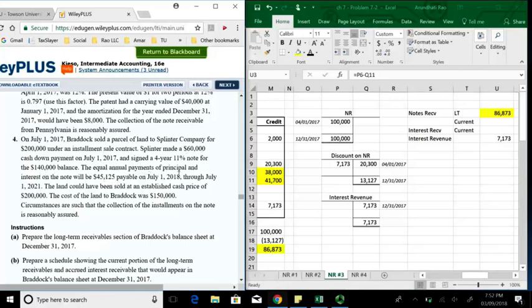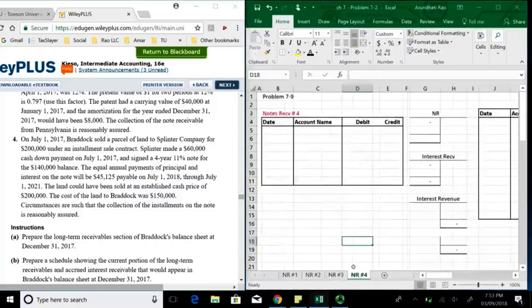The equal annual payments of principal and interest will be $45,125. That's going to be payable 1 year from the date of the note, which is going to be July 1st, 2018, and it's going to go through July 1st, 2021. The land could have been sold at an established cash price of $200,000. The cost of the land is $150,000. Okay, so now let's move on to the fourth note.